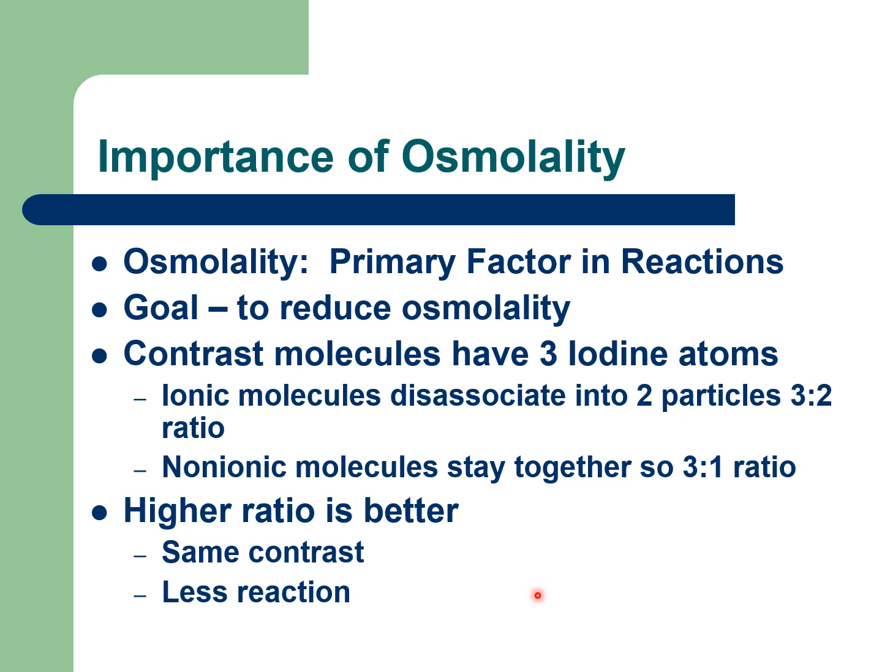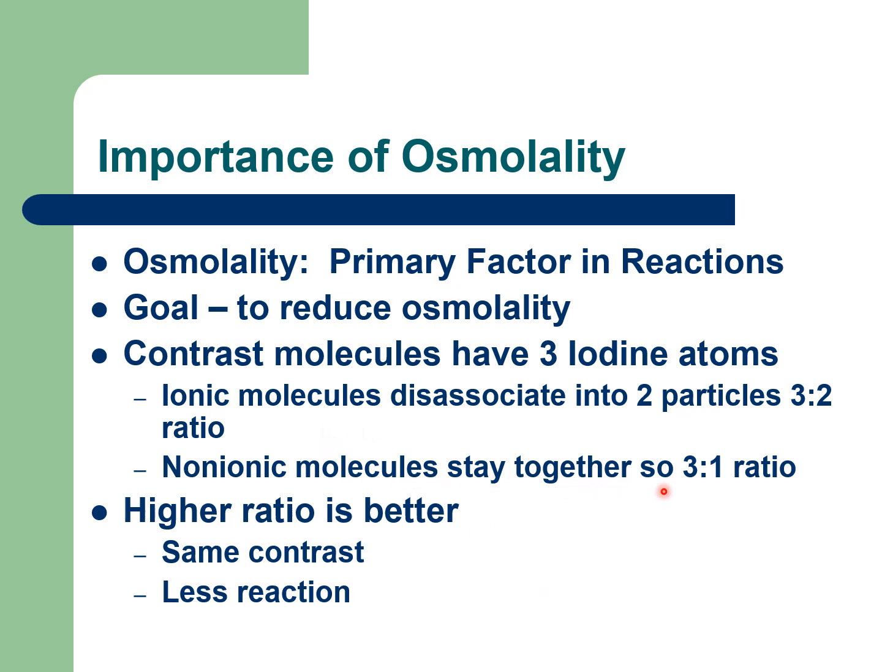So contrast molecules, any contrast agent we use, if it has iodine, the molecule has 3 iodine atoms on that molecule. Ionic molecules, if we have an ionic contrast agent, when we inject it, the molecule dissolves into 2 particles. So it's called a 3-2 ratio. We have the molecule itself, and then it divides into 2 particles, into a positive and a negative, which makes it ionic. Ion just has a charge. That's what it means. Non-ionic molecules stay together.